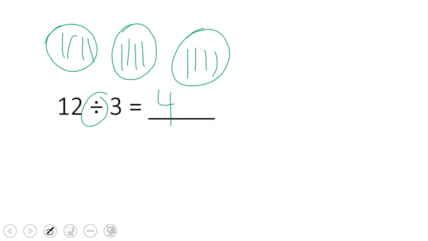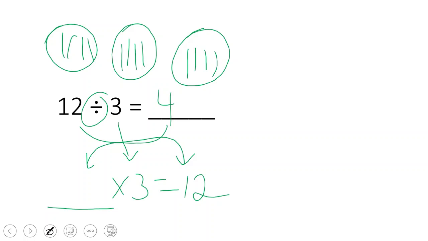I can also look at division as the inverse or opposite of multiplication. So instead of looking at it as 12 divided by 3 equals something, I can rewrite that problem for multiplication. I could say something times 3 equals 12. And if I know my multiplication facts, I could say, okay, well, how many 3's does it take to make 12? And I could skip count 3, 6, 9, 12, and say, well, it takes 4 3's to make 12.